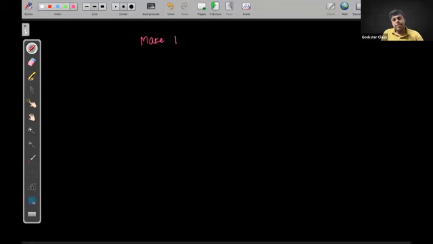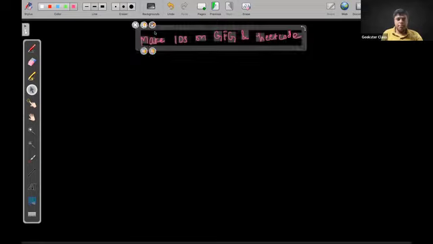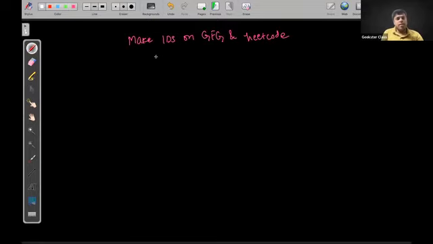Make IDs on GFG and LeetCode quickly. Those who have made the IDs, please write done in the chat.